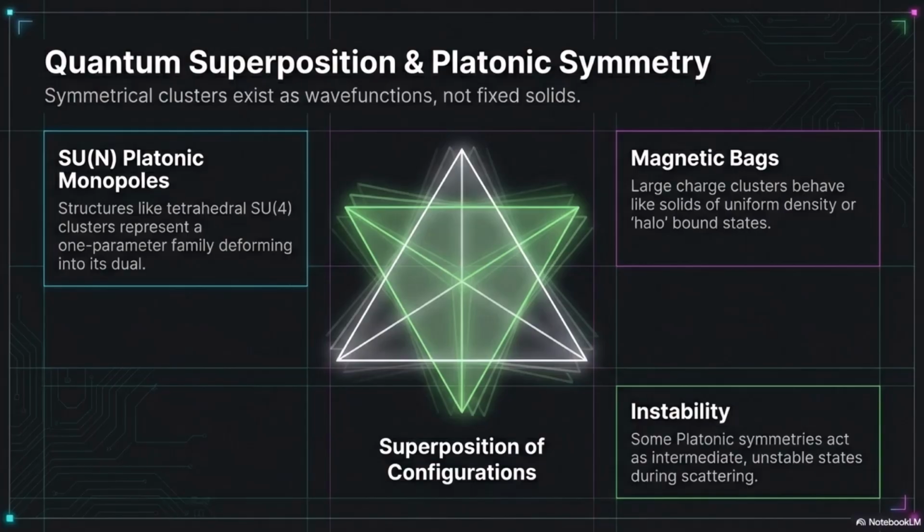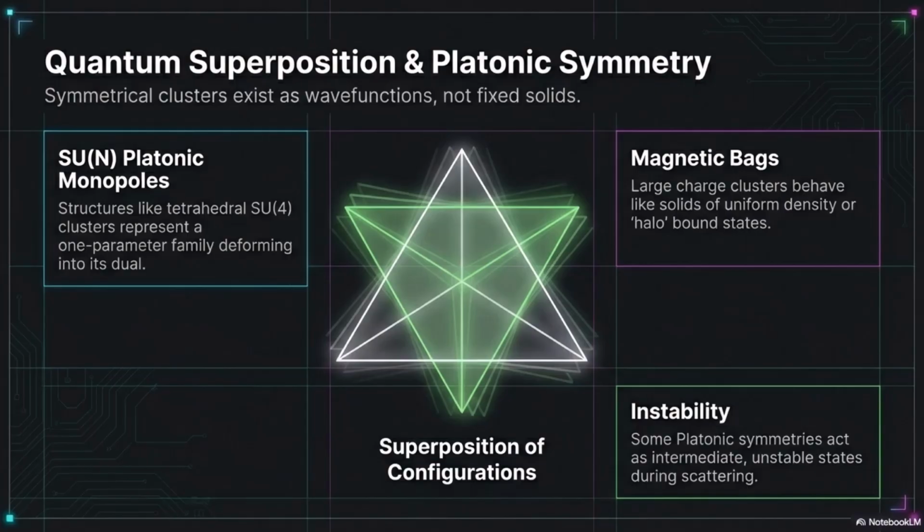And then there's the term magnetic bags, which frankly is a great band name, but what does it mean here? It describes what happens when you have a huge number of these charges. They stop looking like individual points and start behaving more like a bag or a halo, a solid cloud of uniform density. But are these bags stable? Not always. That's the thing. The document notes that some of these beautiful symmetric shapes are actually intermediate, unstable states. They appear in the math, they shimmer for a moment, and then they resolve into something else.